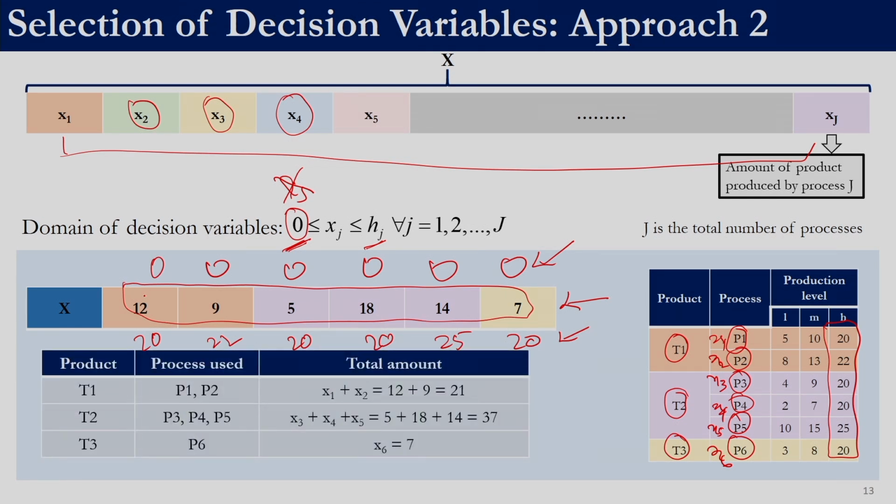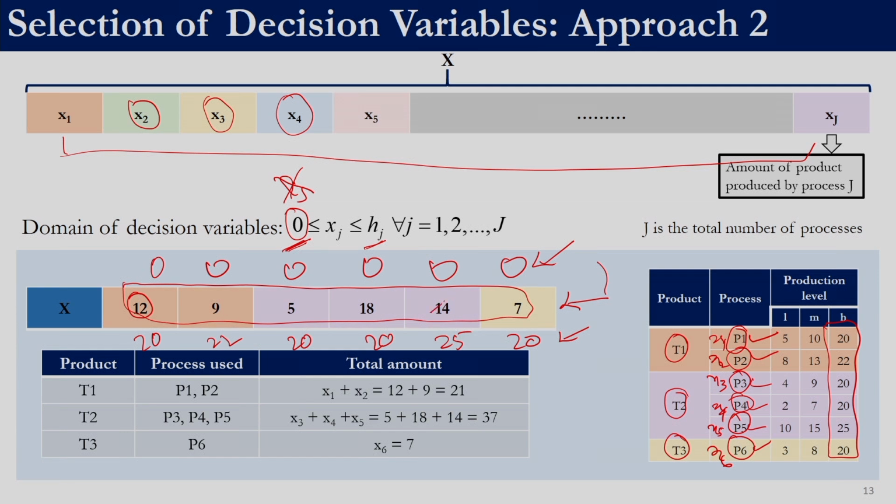So, here x1 is 12, which means we are using process 1. x2 is 9, which means we are using process 2. All these are non-zero values, which means we are using all the processes: process 1, process 2, process 3, process 4, process 5 is used, process 6 is used. How much we are producing is explicitly obtained from the algorithm itself. Whether we are using a particular process or not can be derived from this information.